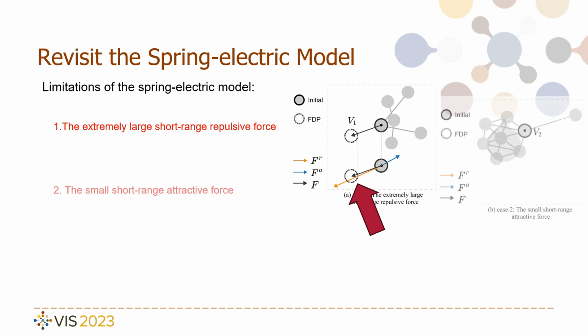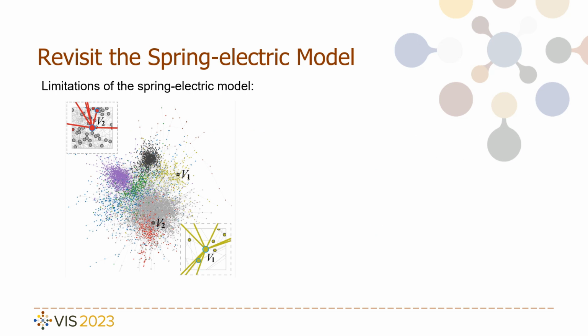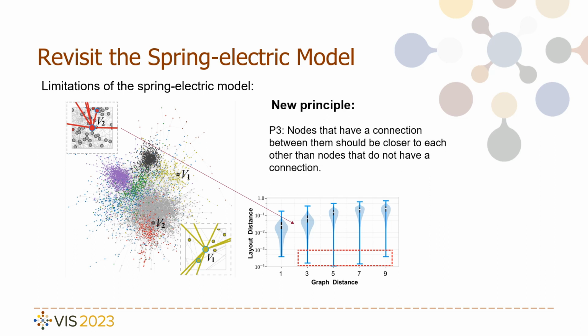The small short-range attractive force does not prevent nodes within a cluster from being pulled out by a single distant node. So the spring-electric model cannot guarantee that two connected nodes are always the closest neighbors. With this observation, we found that we need to add a new principle to preserve the neighbor structure. That is, nodes that have a connection between them should be closer to each other than nodes that do not have a connection.